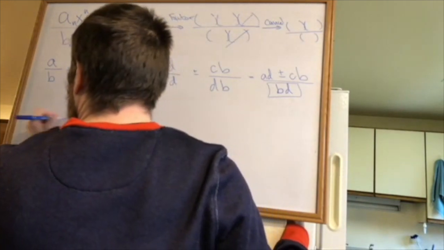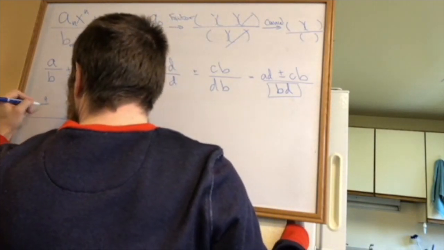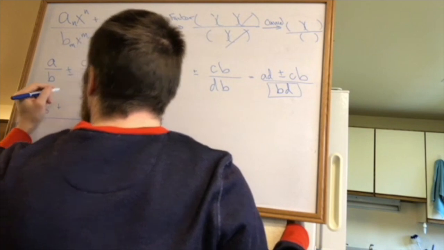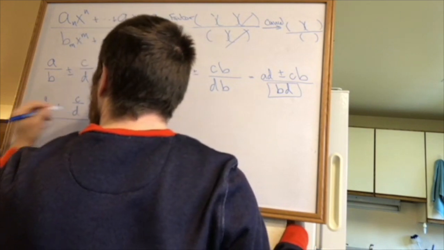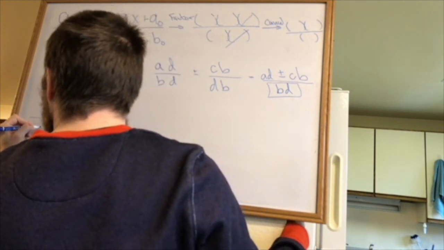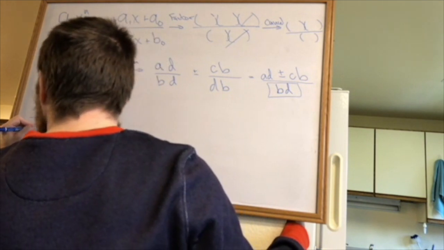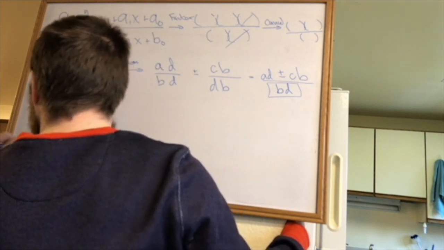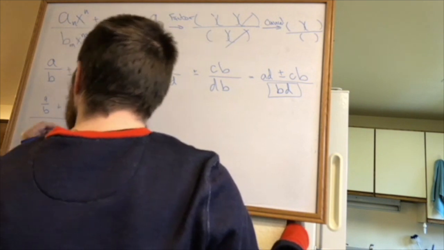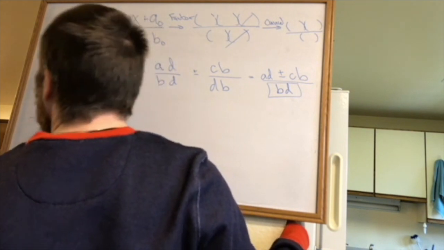Third case. You have fractions of polynomials. Oh no. Now what do we do? Let's say we have C, D, E over, let's say, B plus E, F.